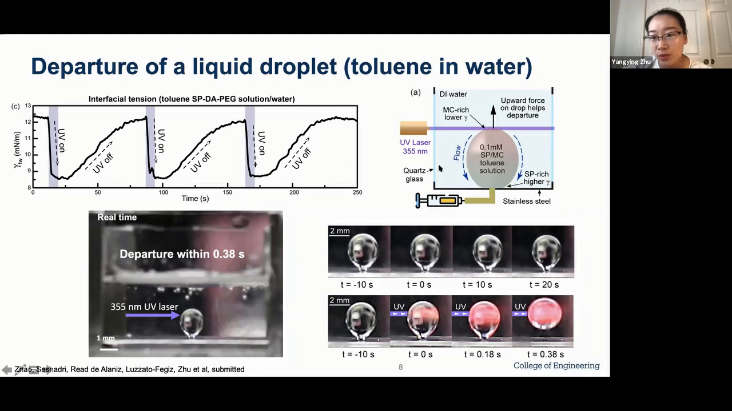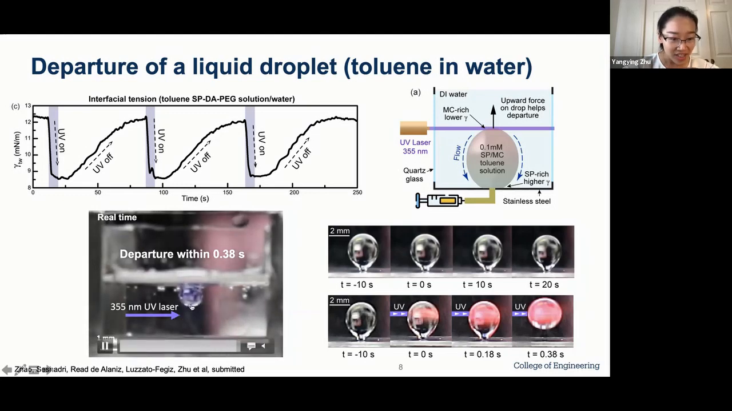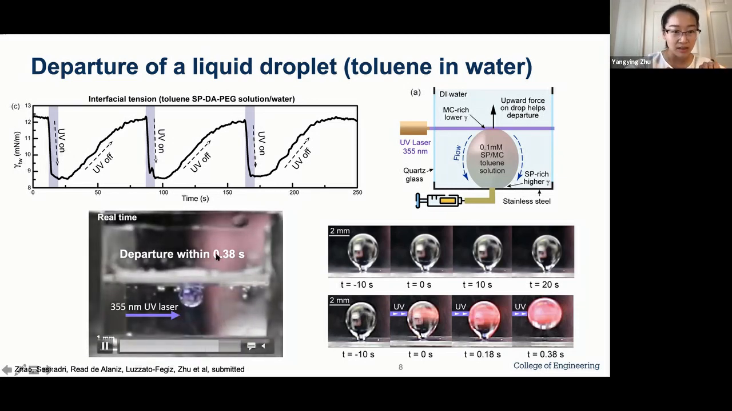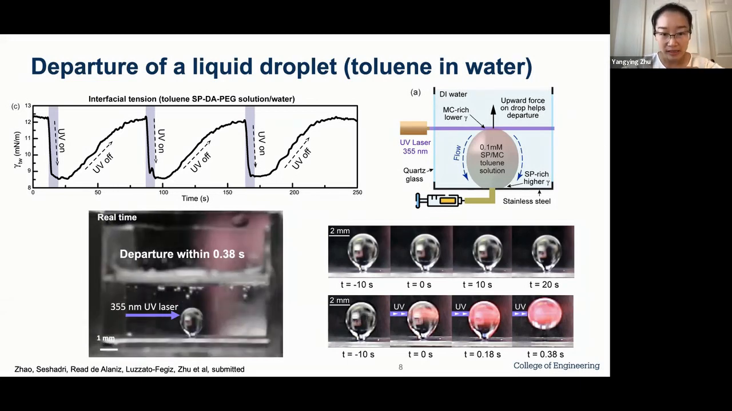And so we designed this kind of experiment where we focus a UV laser beam close to the top part of a toluene droplet. You can see that as soon as we turn on the laser, you immediately see a color change. You could see the path of the laser because the surfactant becomes pink. That pink region immediately caused interfacial flow, and that caused the droplet to depart. And the departure time from the moment we turn on the laser till we actually depart the surface is only less than 0.4 second.